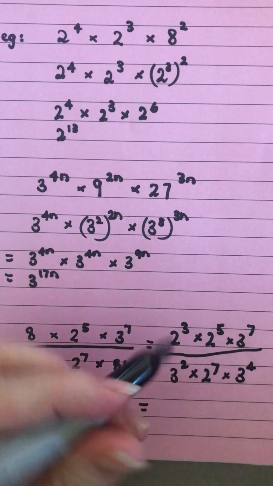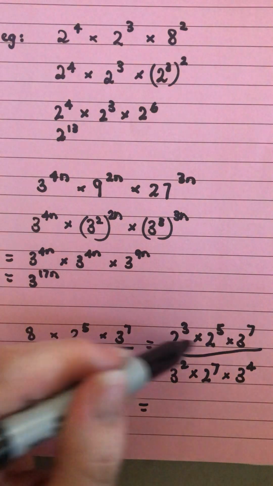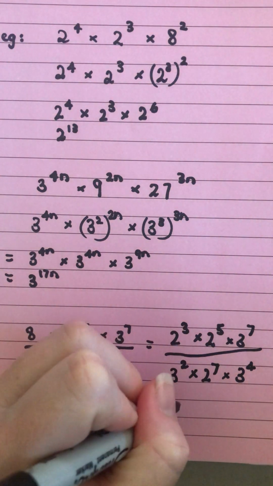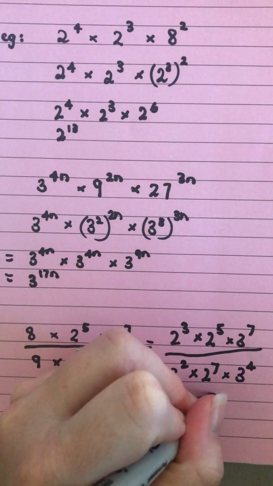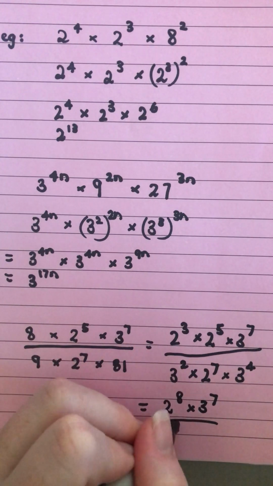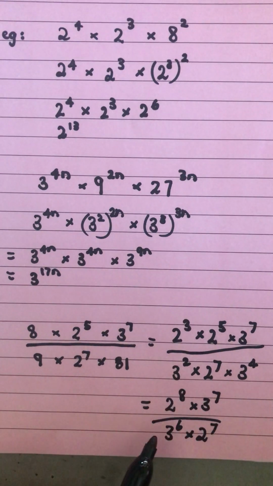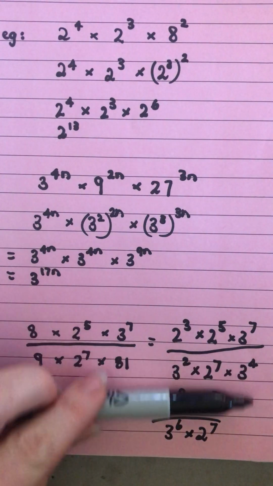So on the top I can go through and simplify the top and then the bottom. So I've got my 2 to the power 8 times 3 to the power 7. And on the bottom, I've got the 2 and the 4 there, so that's 3 to the 6 times 2 to the power 7. Now I wanted to do my simplifying through top and bottom.